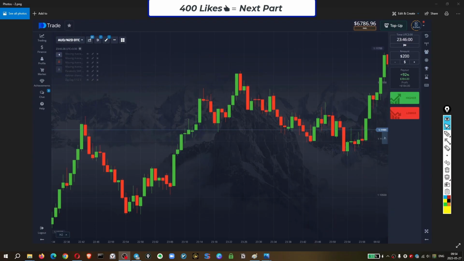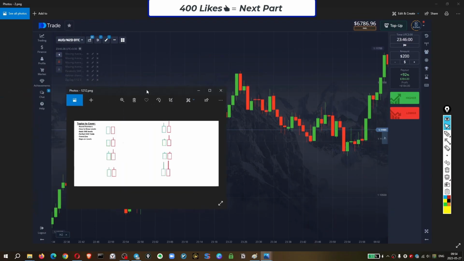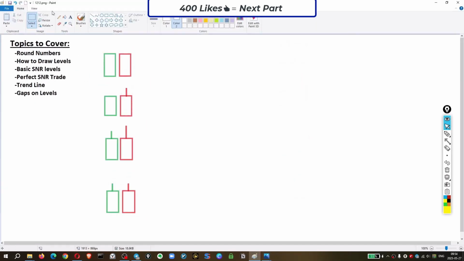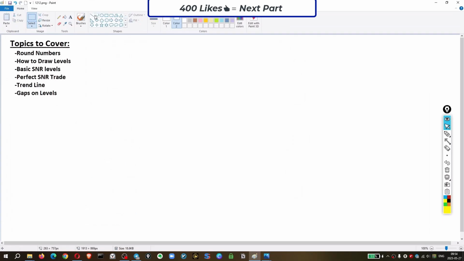So the next thing to cover is how to draw the basic SNR levels, okay? The first thing I have to talk about is that in order to draw SNR levels, we need at least 2 points, basically. We need 2 points.